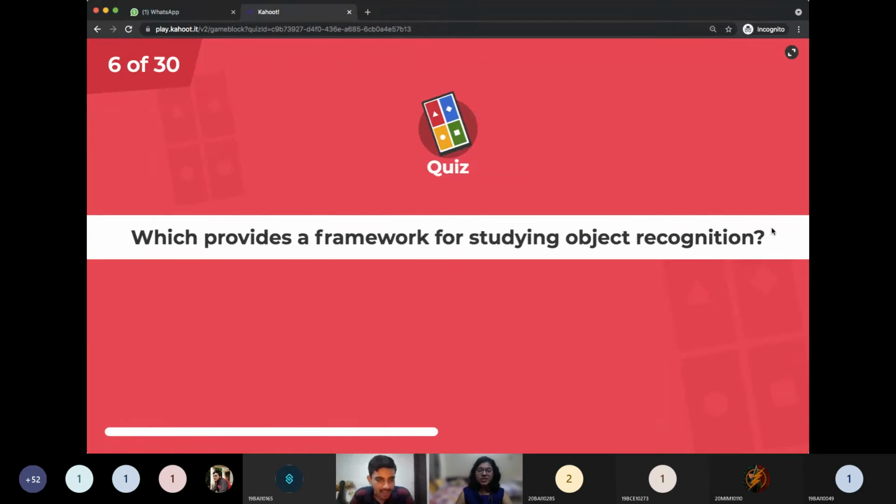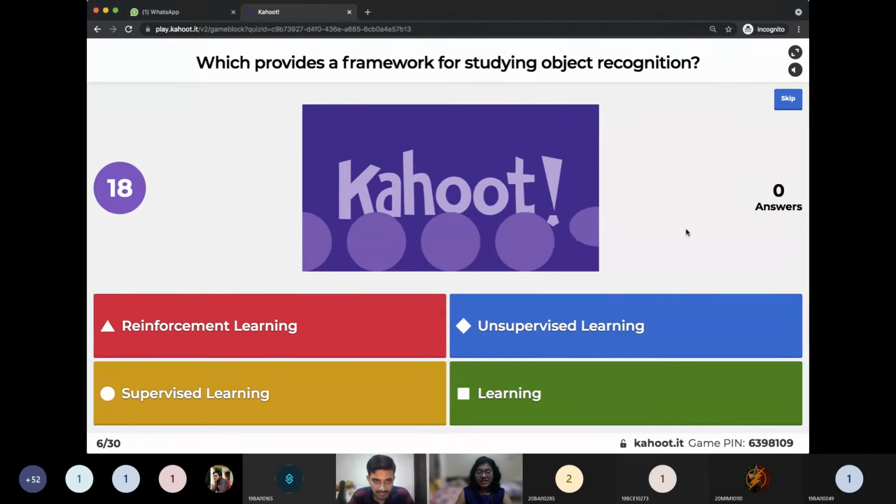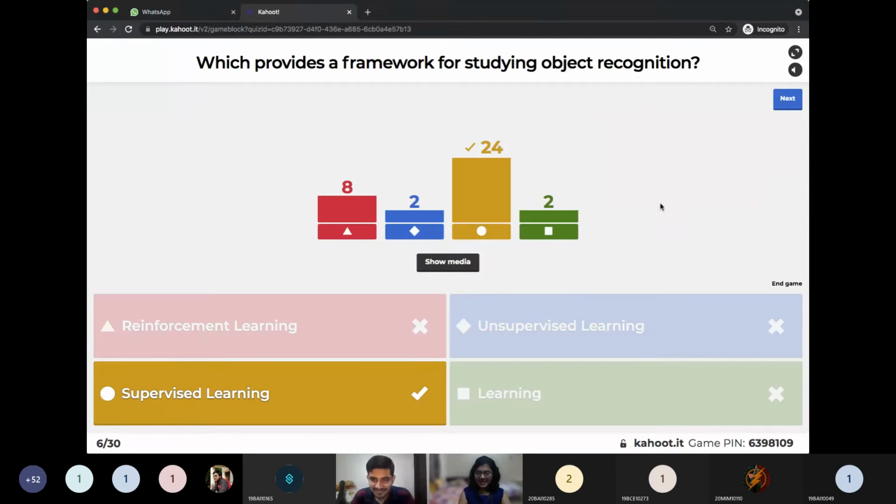Moving on to the next question. Which provides a framework for studying object recognition? Is it reinforcement learning, unsupervised learning, or supervised learning? Read the question carefully. You have 10 seconds to guess the answer. People are answering pretty fast. That's great. 24. That's great.